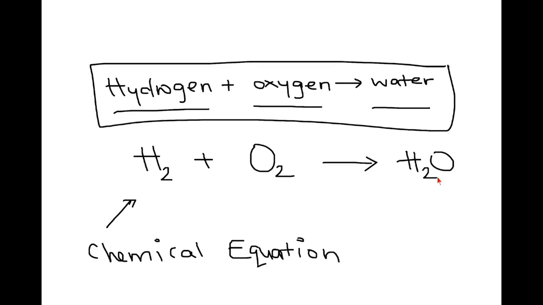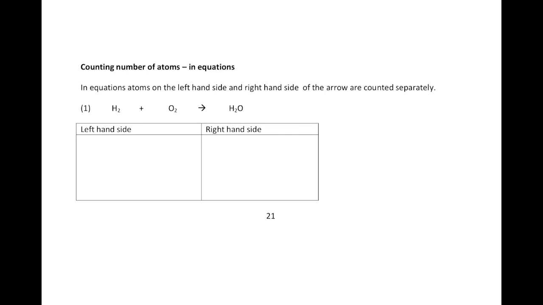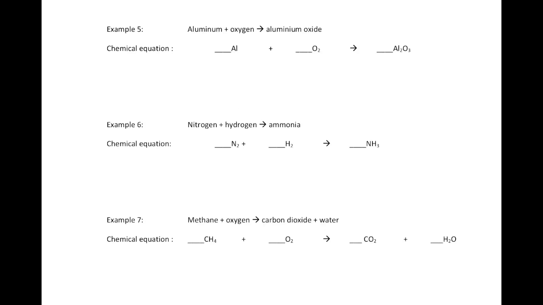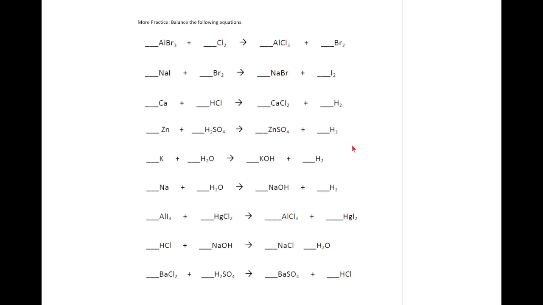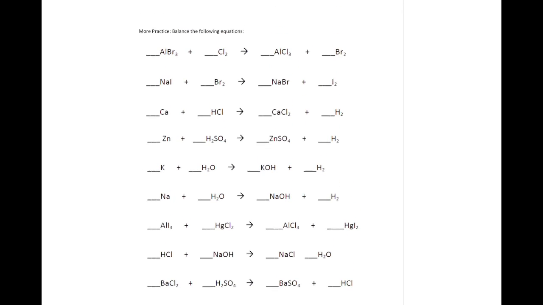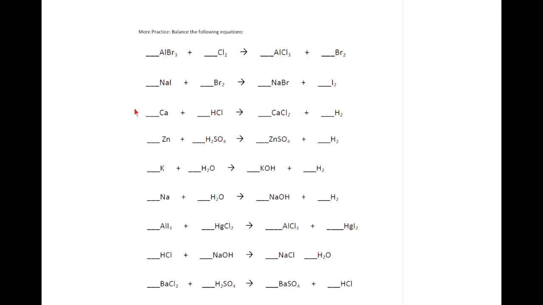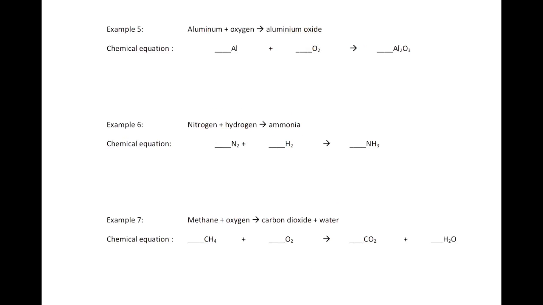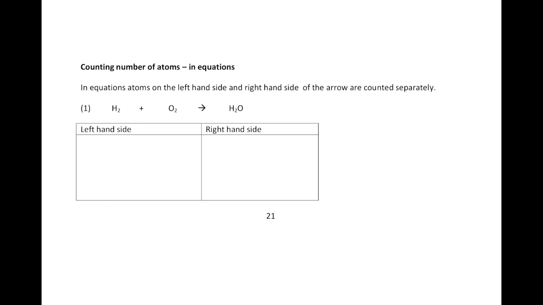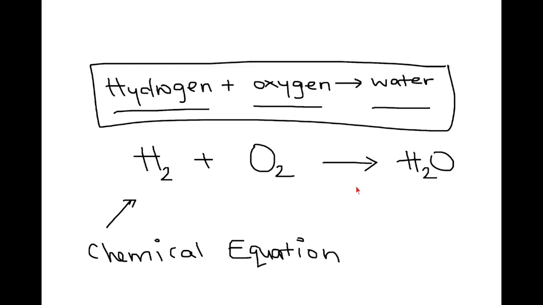So we're going to see how we balance equations. Now you are going to come across many chemical equations. So this is a list of a lot of chemical equations. In this case, the equations are not yet balanced and you will need to balance them. After this, we will see how we convert word equations to chemical equations. For now, let's see how we balance equations.